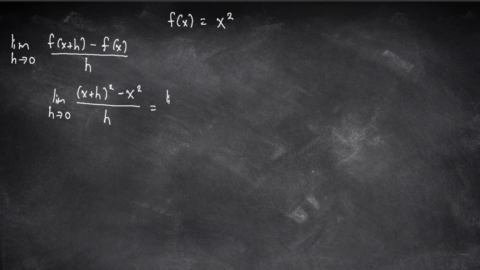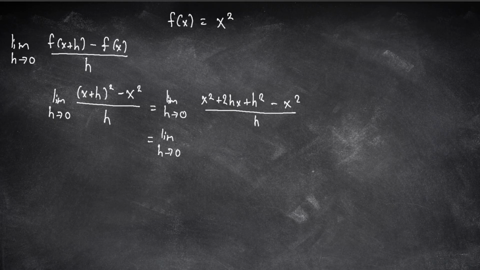Simplifying this, the limit as h approaches 0. So this expands out to x squared plus 2hx plus h squared minus x squared divided by h. Simplifying that, the limit as h approaches 0. So x squared minus x squared, that's 0. So we're left with 2hx plus h squared divided by h.